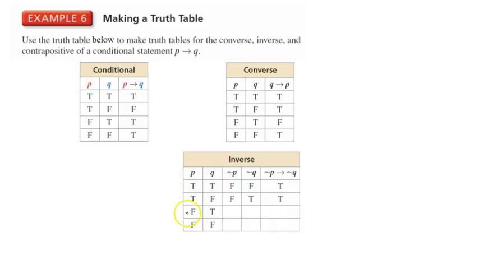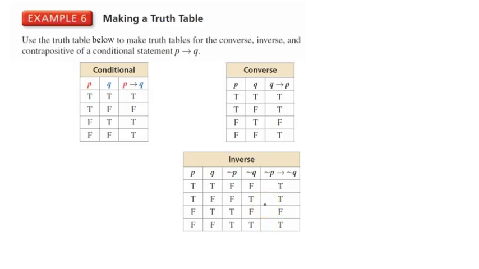All right, let's look. When P is false, not P is true. When Q is true, not Q is false. So not P implies not Q would mean we have a true implying a false, and that makes the whole statement false, right? We can't have true implies false. And last one, when P is false, not P is true. When Q is false, not Q is true. True implies true is true.